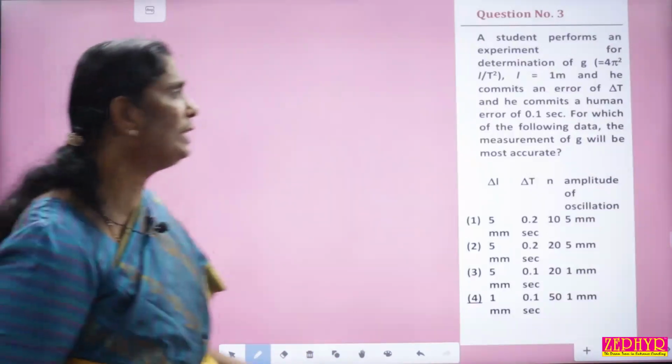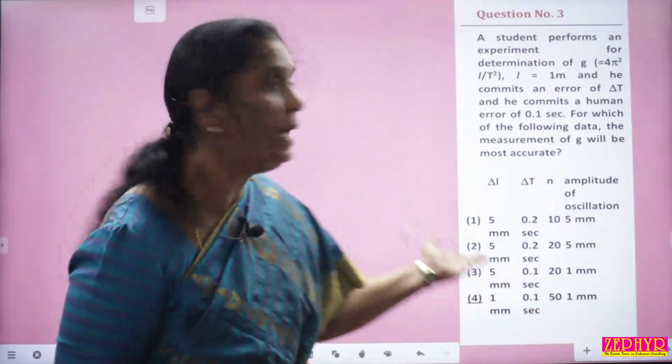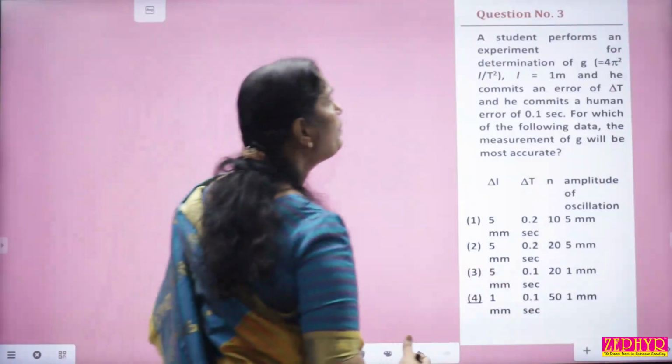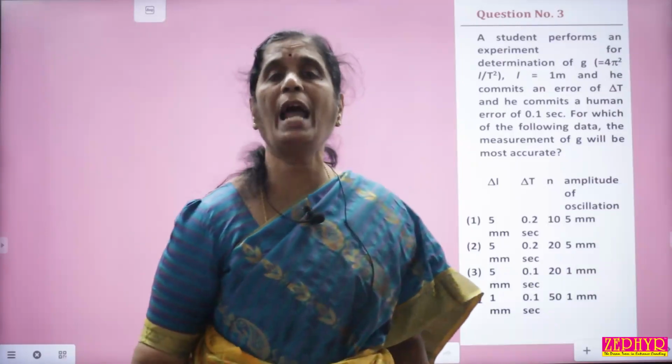Now see this. Actually it's very simple. We don't want the value, we want only the statement, so no need to do each and every term. Just read it. A student performs an experiment for the determination of acceleration due to gravity. In our lab, we used to find the acceleration due to gravity using a simple pendulum.